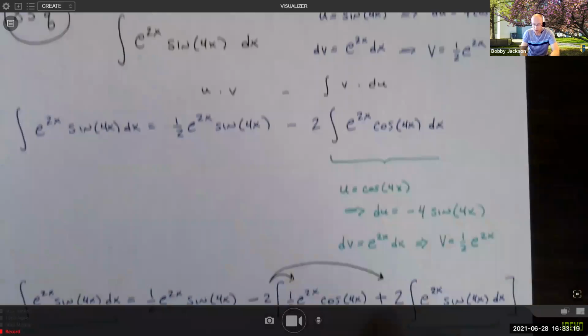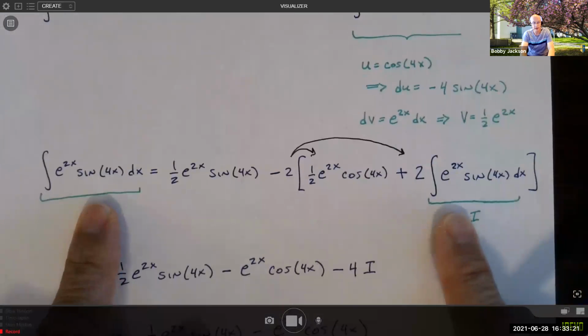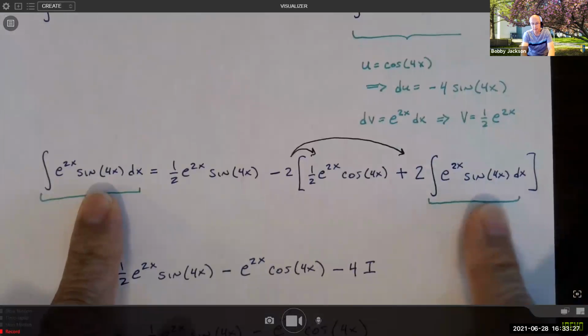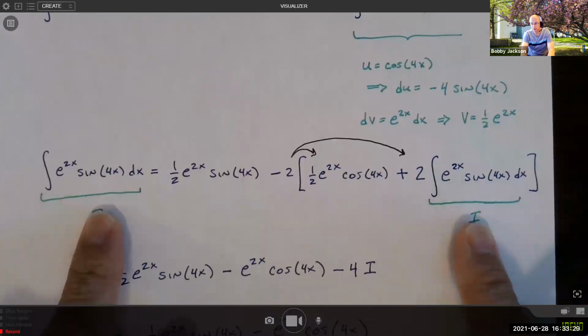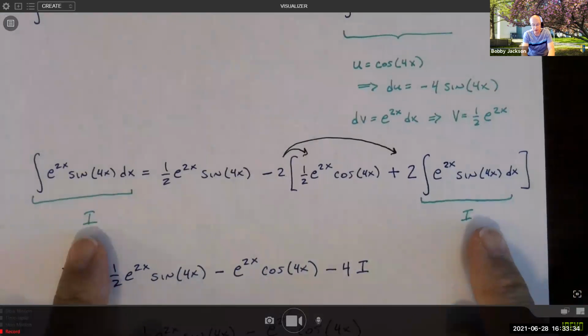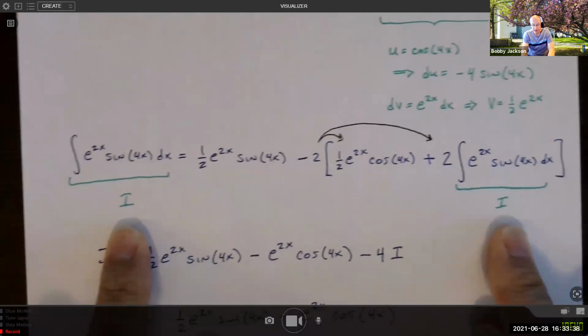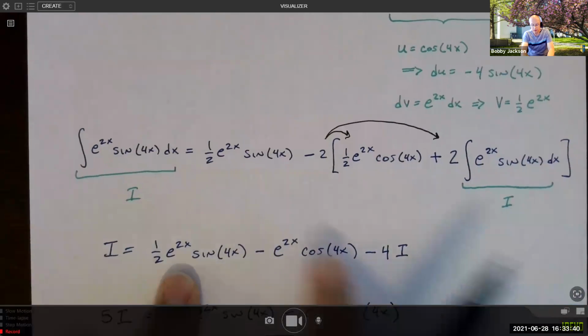And you'll notice then what I've done is here's our integral that we started with, e to the 2x times sine of 4x. And here it is again. We're right back where we started from. You might say, well, we've got nowhere, but we actually have, because I have an equation now. If I just call this integral I'm looking for I, this is I, and then clean this up. So I is equal to, again, this stuff.